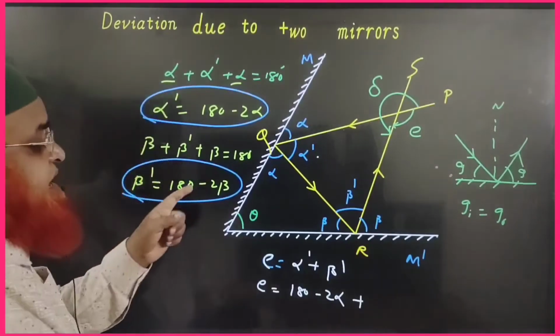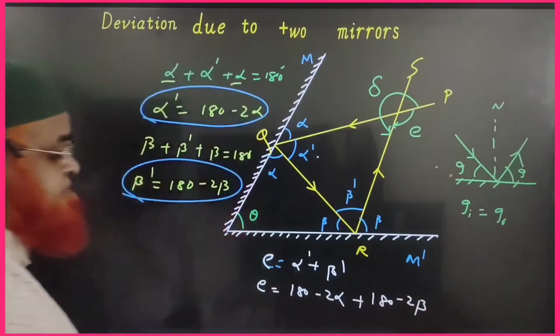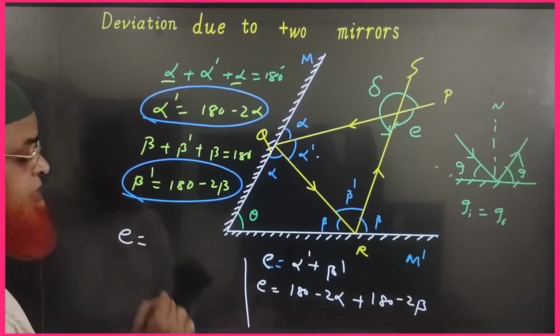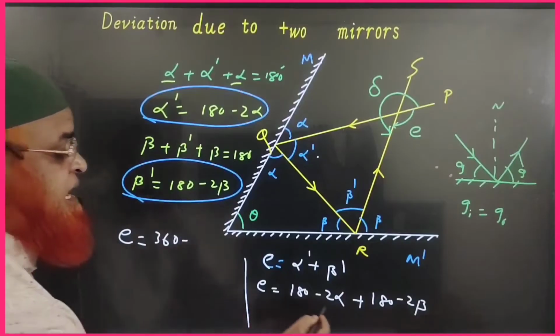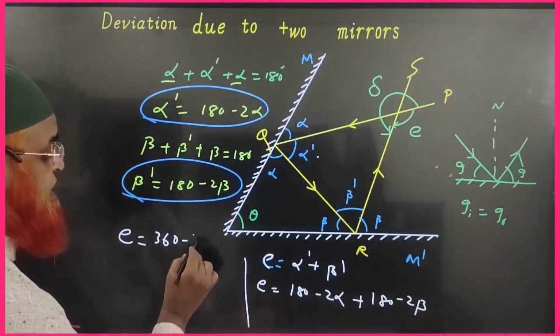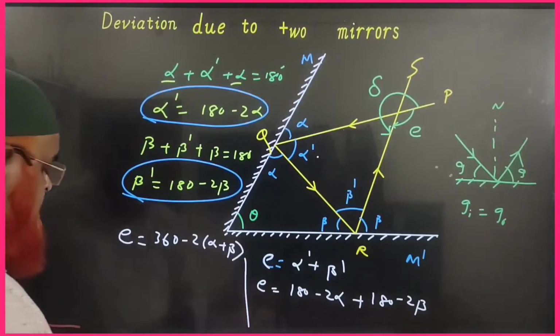Plus beta dash can be taken as 180 degrees minus 2 beta. So what are we going to consider now? Exterior angle. So exterior angle will become 180 plus 180, which is nothing but 360 degrees. Here if you common out 2, you will be getting 2 times alpha plus beta.